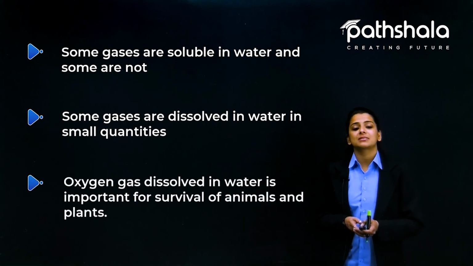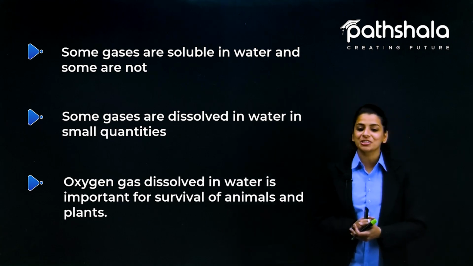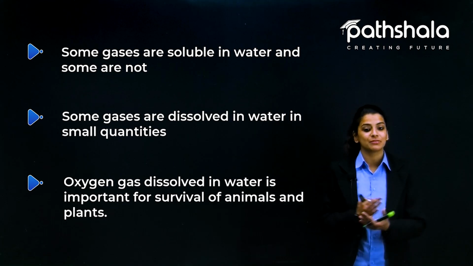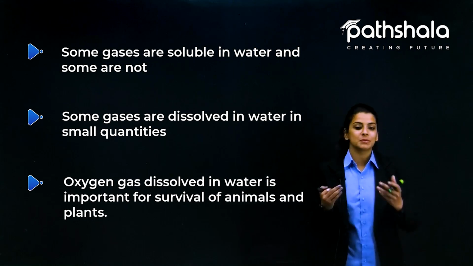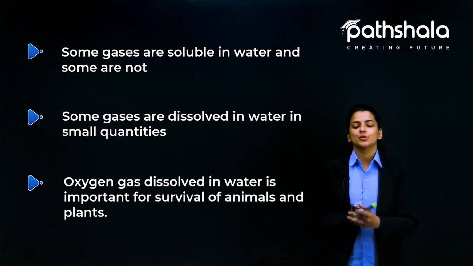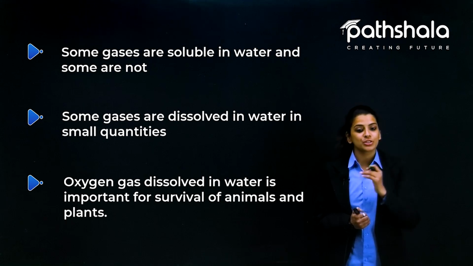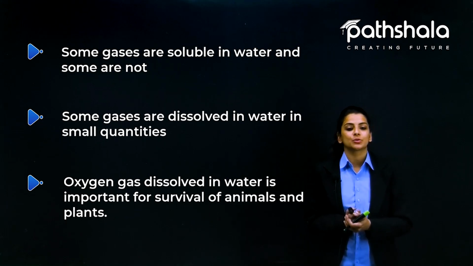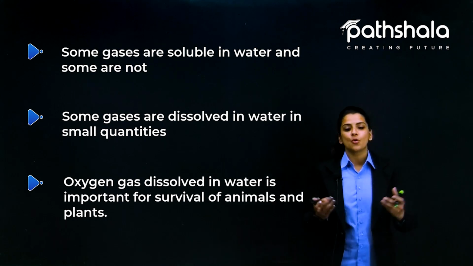And इसमें से सबसे ज्यादा हम किसके बारे में ध्यान देना चाहेंगे? That is oxygen. Oxygen gas dissolved in water is important for survival of animals and plants. So हम जो पानी भी पीते हैं, अगर उसमें भी ऑक्सीजन का अमाउंट है तो it is also healthy for our body. And apart from that, the oxygen that is present in the oceans also, या water bodies में भी जो present होते हैं, it is very much beneficial for the water animals and water plants.